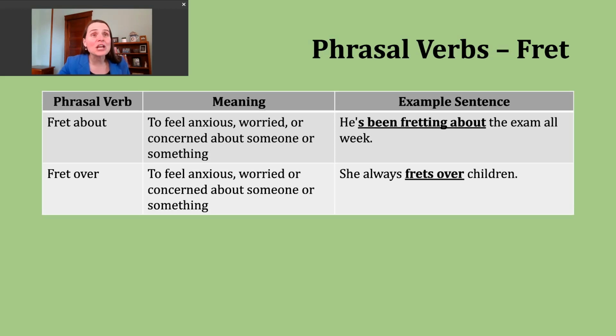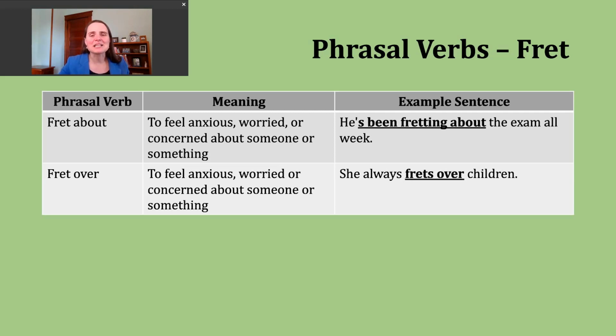So let's take a look at our two example sentences here. The first is, he's been fretting about the exam all week. So maybe you've had this feeling, right? You have a big test or exam coming up, right? And you feel nervous. Oh no, what if I don't do well? What's going to be on it, right? So having those thoughts and feelings continue and continue, right? I think that sentence maybe helps us understand the verb a little bit better.